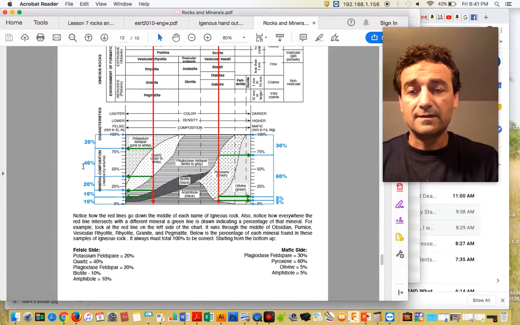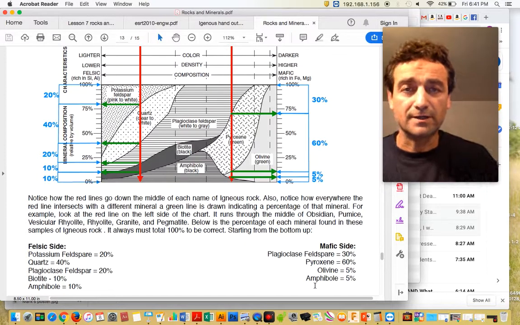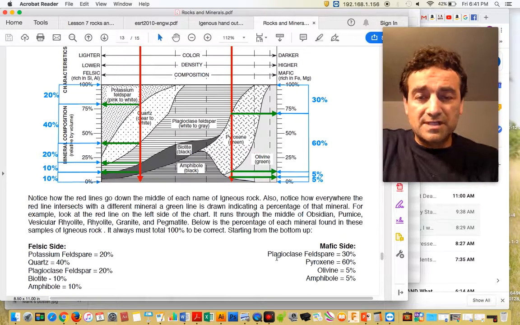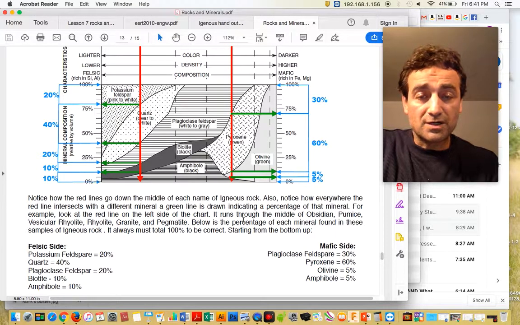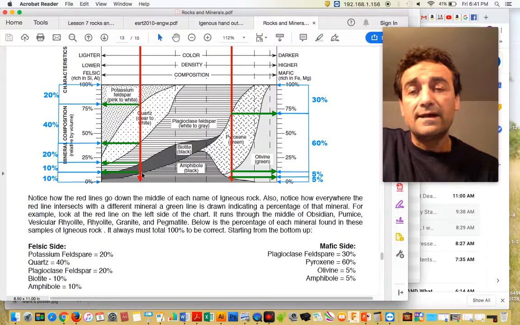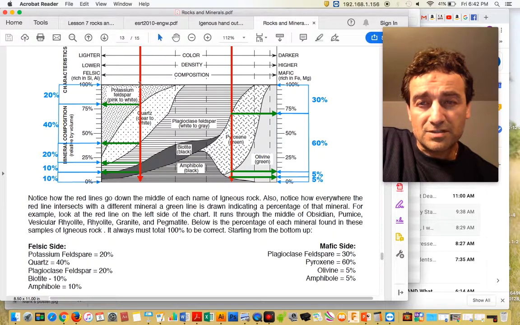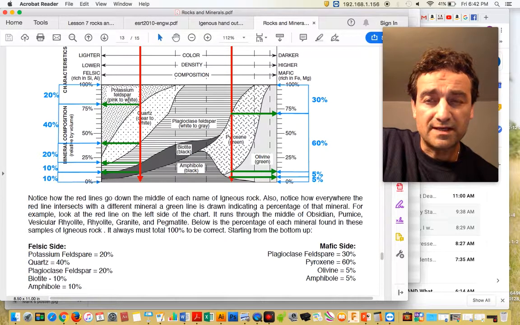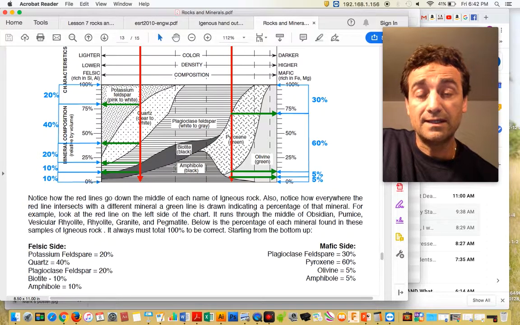All right, now, zoom in right here. See a little bit bigger. So it says here on the left-hand side, the rocks are felsic, right, because they're on the left. And those rocks would be obsidian, pumice, vesicular, rhyolite, granite, and pegmatite. Those are the ones down here. And if we continue the line all the way down, we can see that the line touches each one of these different minerals. And those minerals are potassium feldspar, quartz, plagioclase feldspar, biotite mica, and amphibole.